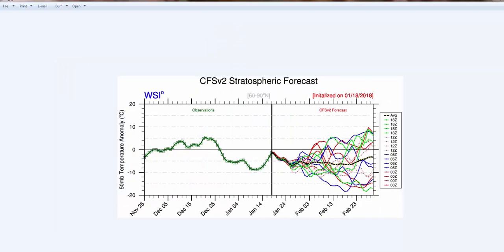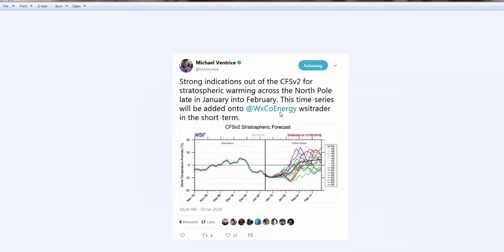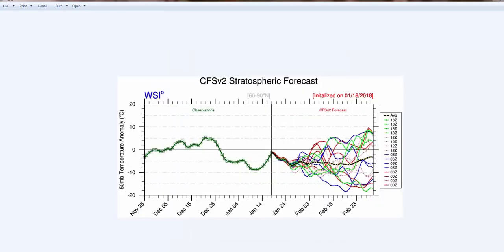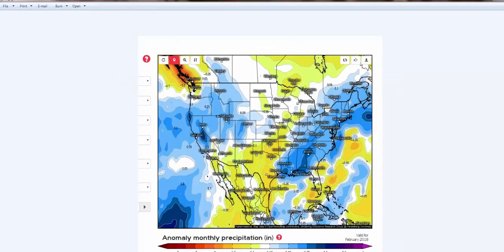Now, there was some talk earlier about sudden stratospheric warming. This is from the folks at WSI, and Dr. Ventris issued this. He said it looks like a lot of models are showing sudden stratospheric warming. But the updated version, you can see Dr. V here on January 10th talked about it quite strongly, and this was the updated one. And you can see the warming is no longer there. So the models have really backed off the sudden stratospheric warming. Now the February European model is showing precipitation. You can see it's pretty wet over the eastern half of the country. So that's interesting.